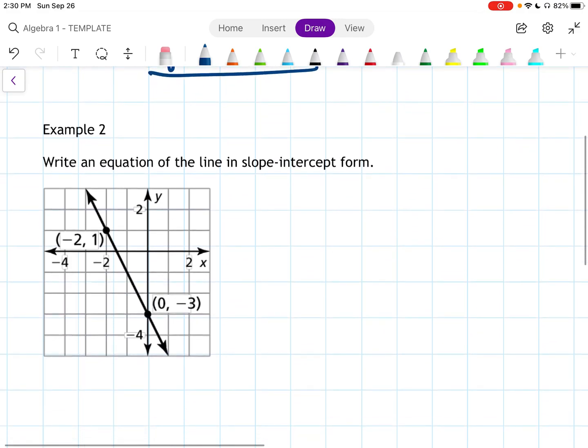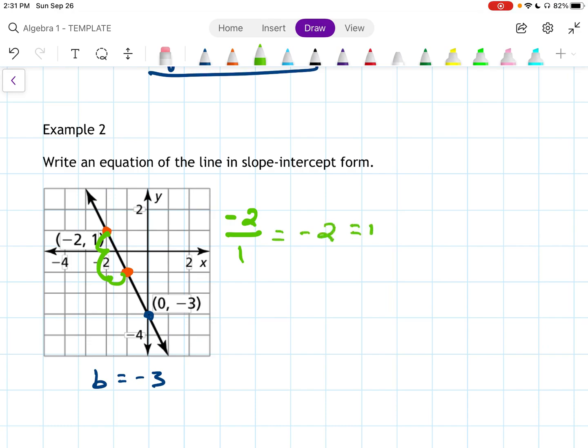Example 2. We were given a picture here. Here's our y-intercept. So I can say, well, right away, b equals -3. And now I need to find my slope. I can use the two given points that they have, this -2, 1, and the 0, -3, or I could look, well, here's a nice point right there. A lot of the times I like to grab 2 points that are closest together that are actually on the crosshairs of the graph. So starting on the farthest left point, I go down 2, so that's a -2, and then I move over just the one spot. So my slope is a -2.